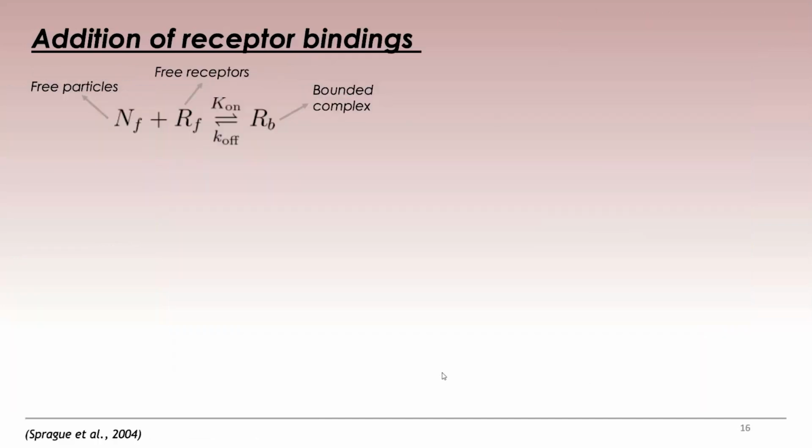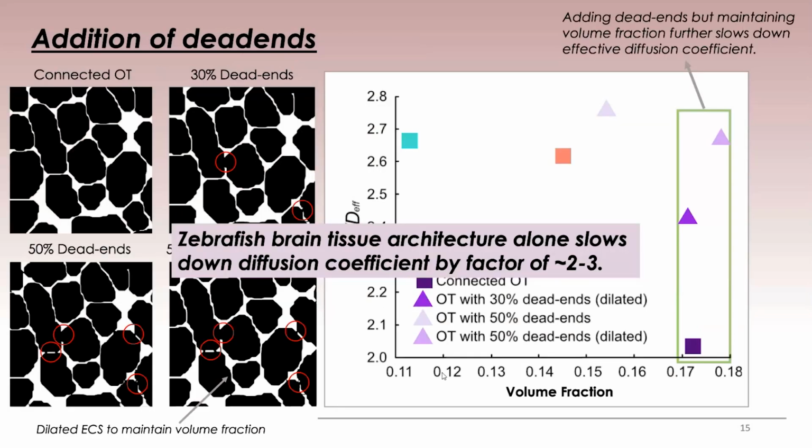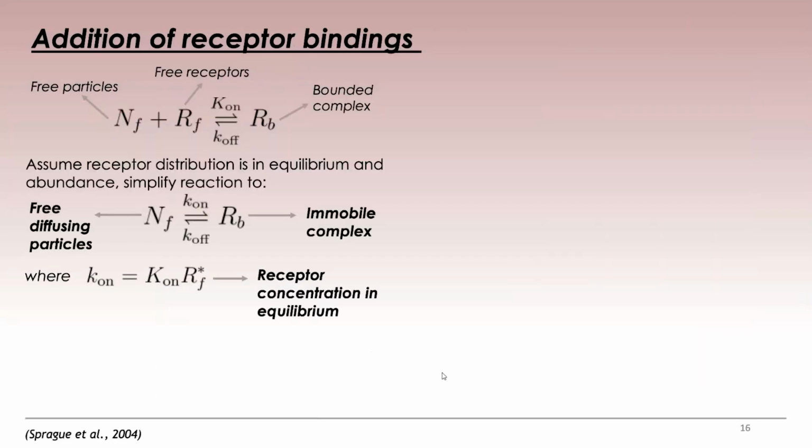So this is the usual receptor binding reaction. Your free particles will react with free receptors to form a bound complex that is relatively immobile. And we make some further assumptions: the receptor distribution is in equilibrium all around the extracellular space as well as cell surfaces, and the receptors are in abundance compared to the number of free particles.